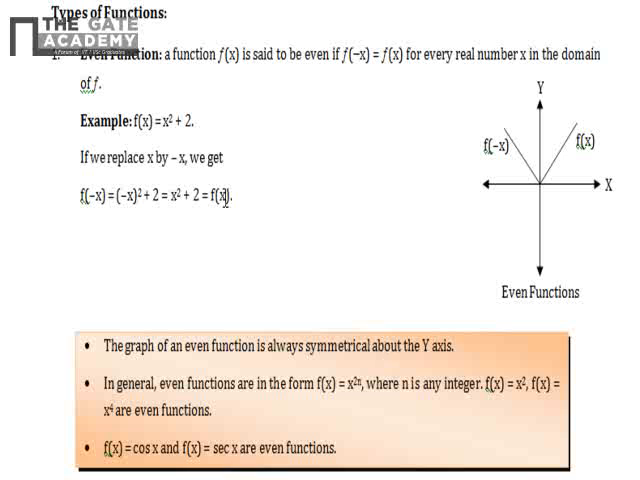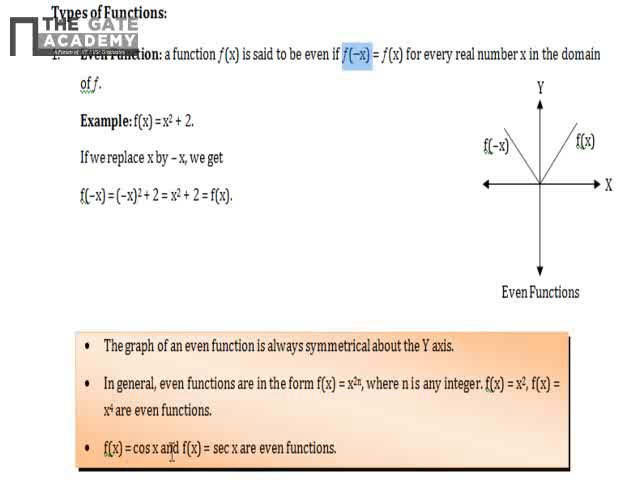So here's one example: f(x) is equal to x square plus 2. If we replace x by minus x, we get the same value. So that means if we are getting f(minus x) is equal to f(x), then that function is an even function.